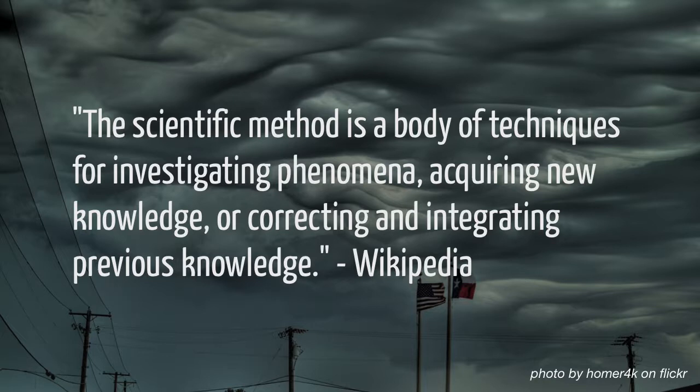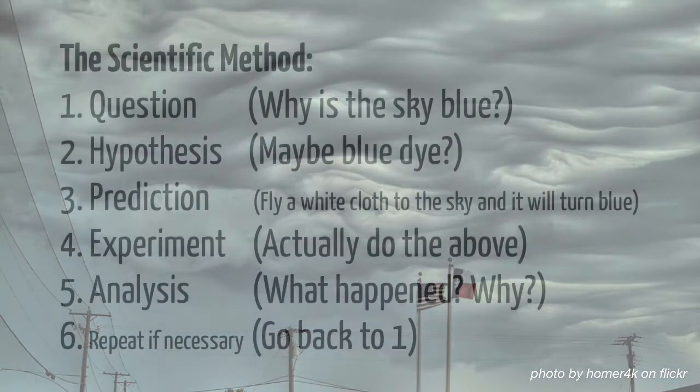Via Wikipedia, the scientific method is a body of techniques for investigating phenomena, acquiring new knowledge, or correcting and integrating previous knowledge. So, when we encounter a bug, we're going to look at our program as if it were a phenomenon, a sort of black box that behaves in a certain way, something that we don't quite completely understand yet, but we're ready to learn more about through scientific investigation.